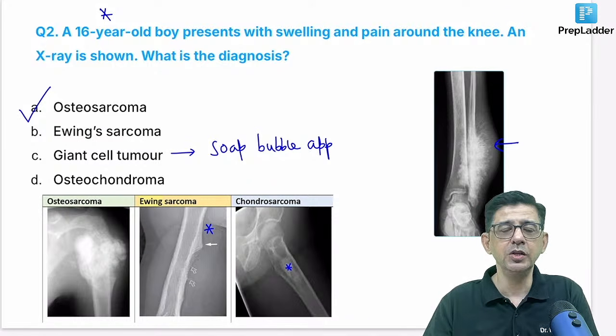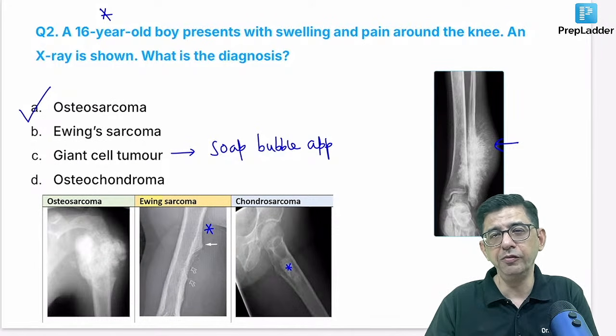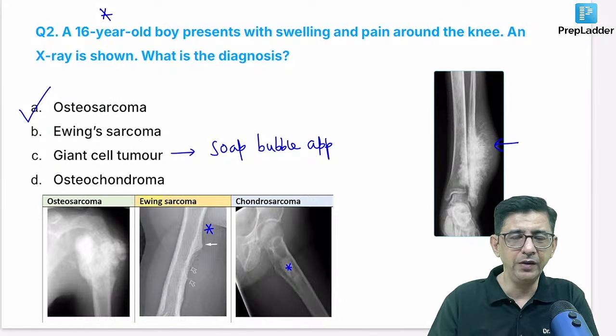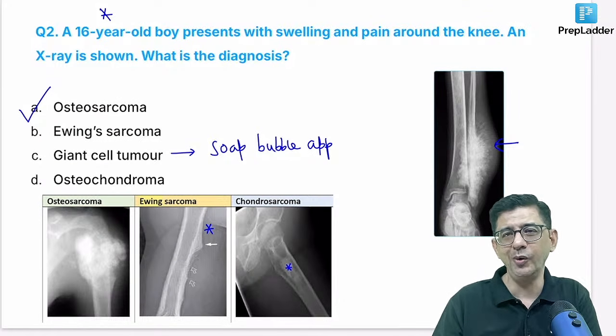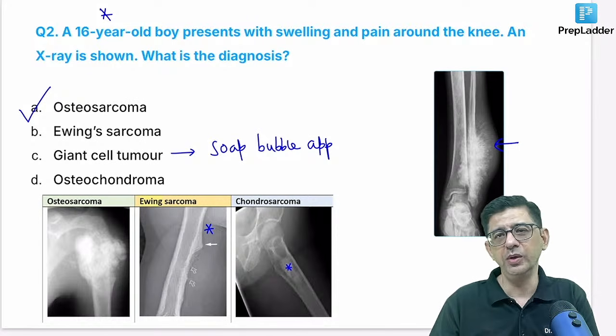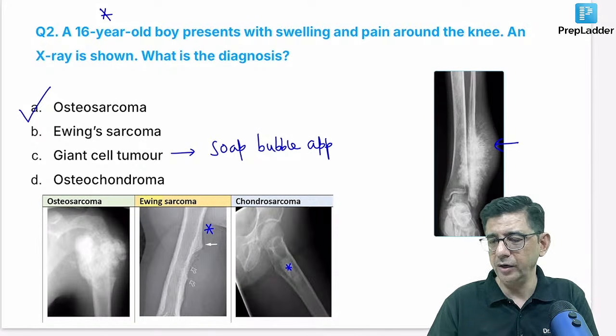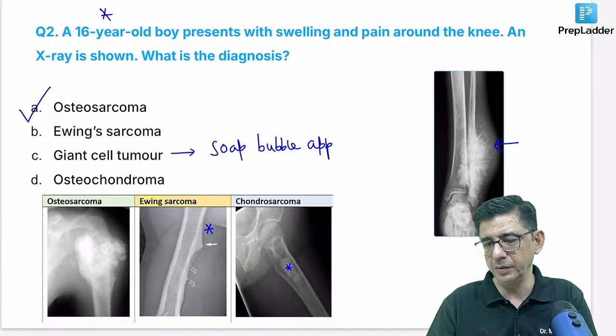When it comes to a soap bubble appearance on an MRI head, that would be cryptococcal meningitis. That's usually an AIDS positive patient, and the CSF will show low sugar, elevated protein, and some amount of lymphocytes. You'll do a CSF ELISA and an India ink stain, and you'll be able to nail the diagnosis of the patient.